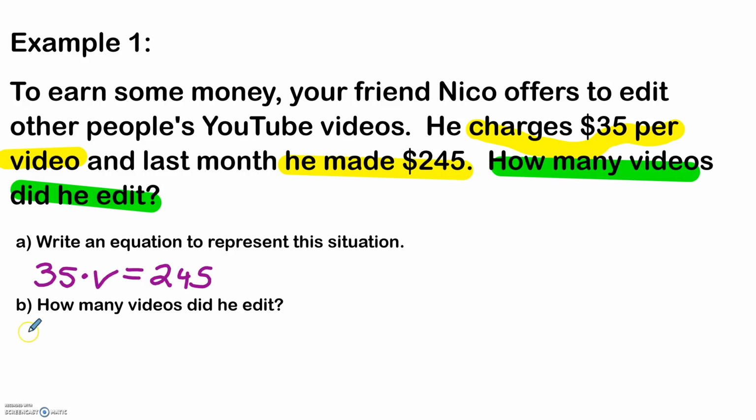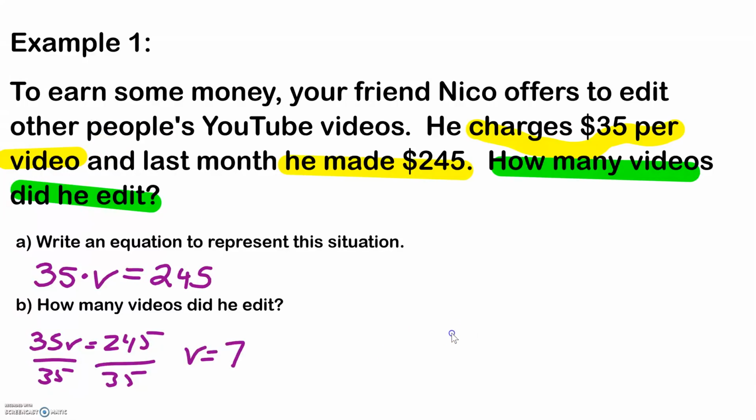So now, if we want to know part B, what do you think you're going to do? Try your best. So we're going to go ahead and have 35V equals 245, and that's going to be divided by 35 on both sides. And we're going to get V equals 7. But we need to know our answer in context of this problem. So think for a second, what would be a complete sentence you could use to explain what 7 means in context of this problem?